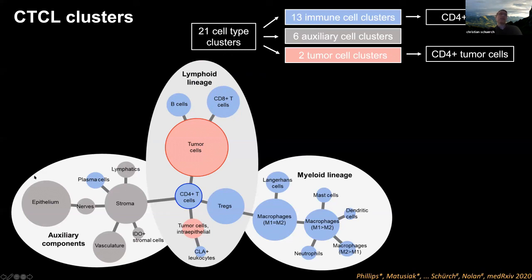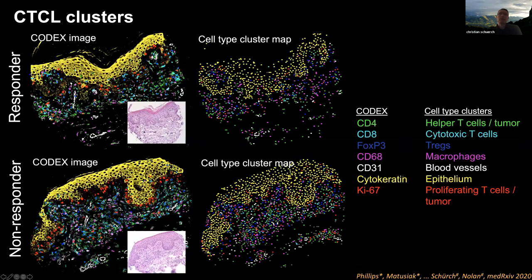And as you can see here, we had 3 different lineages, basically. The auxiliary components like epithelium, stroma, then the lymphoid components with tumor cells, CD4, CD8 T cells, regulatory T cells, and the myeloid lineage with macrophages, Langerhans cells, and dendritic cells. We then mapped those clusters back onto the tissue here in a simplified manner, lumping some clusters together. And as we can see here, compared to the fluorescent data and the H&E, we have a very nice correlation of our cluster maps with those images.